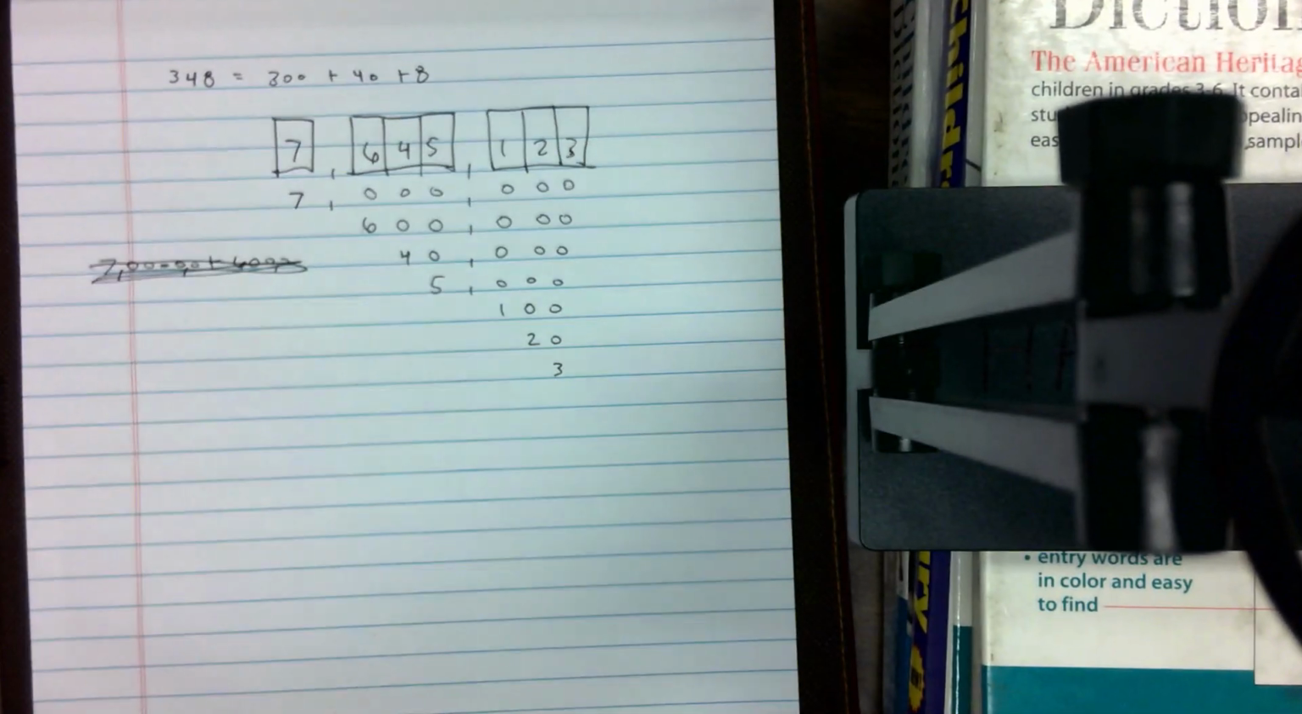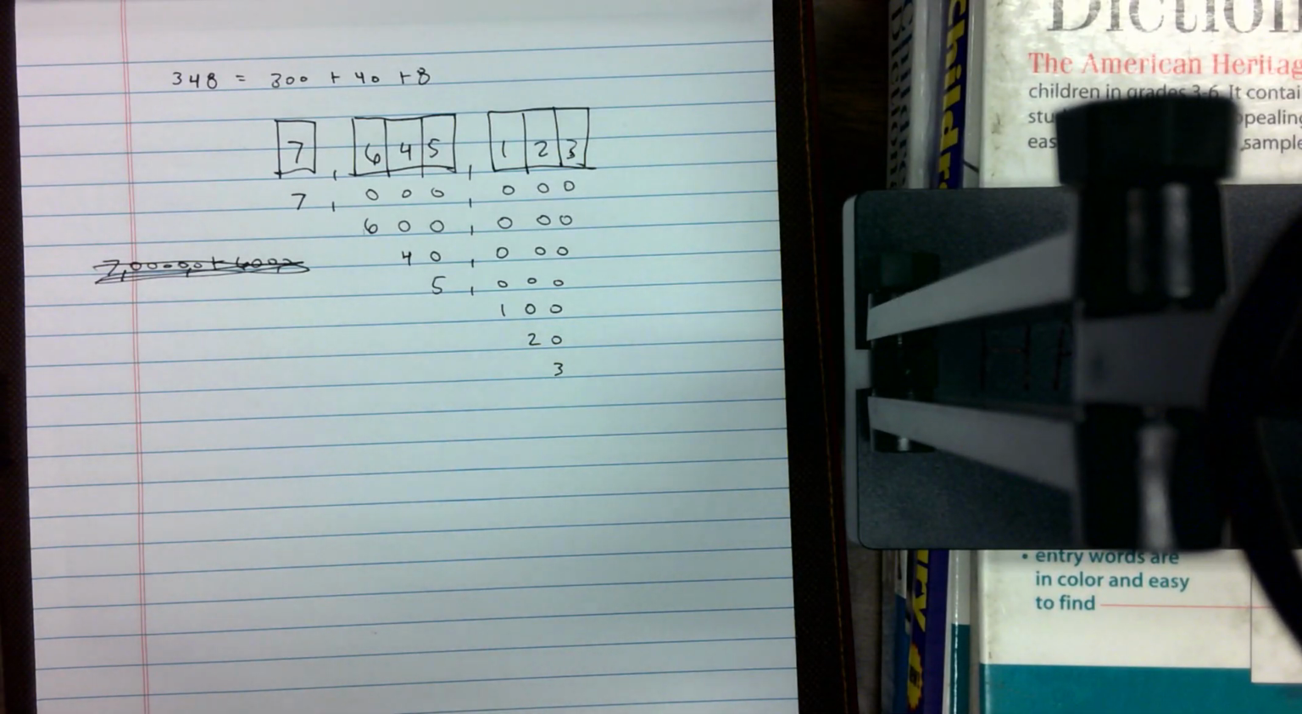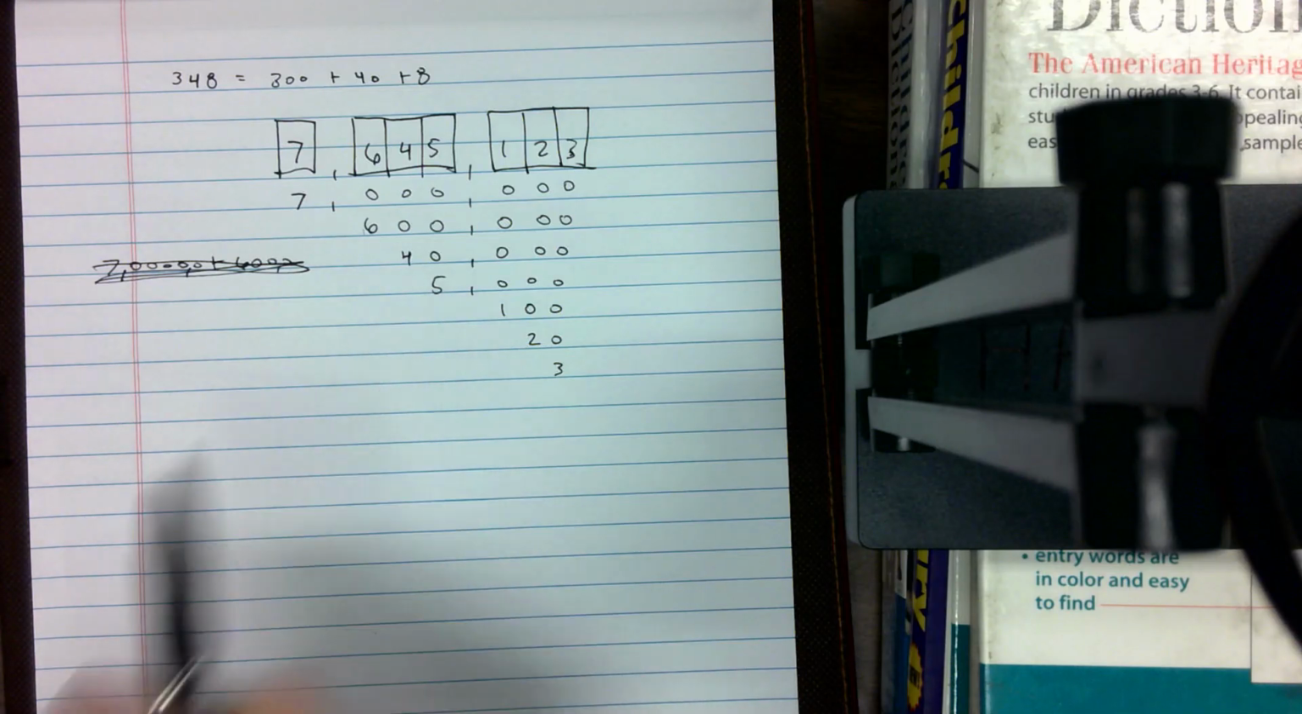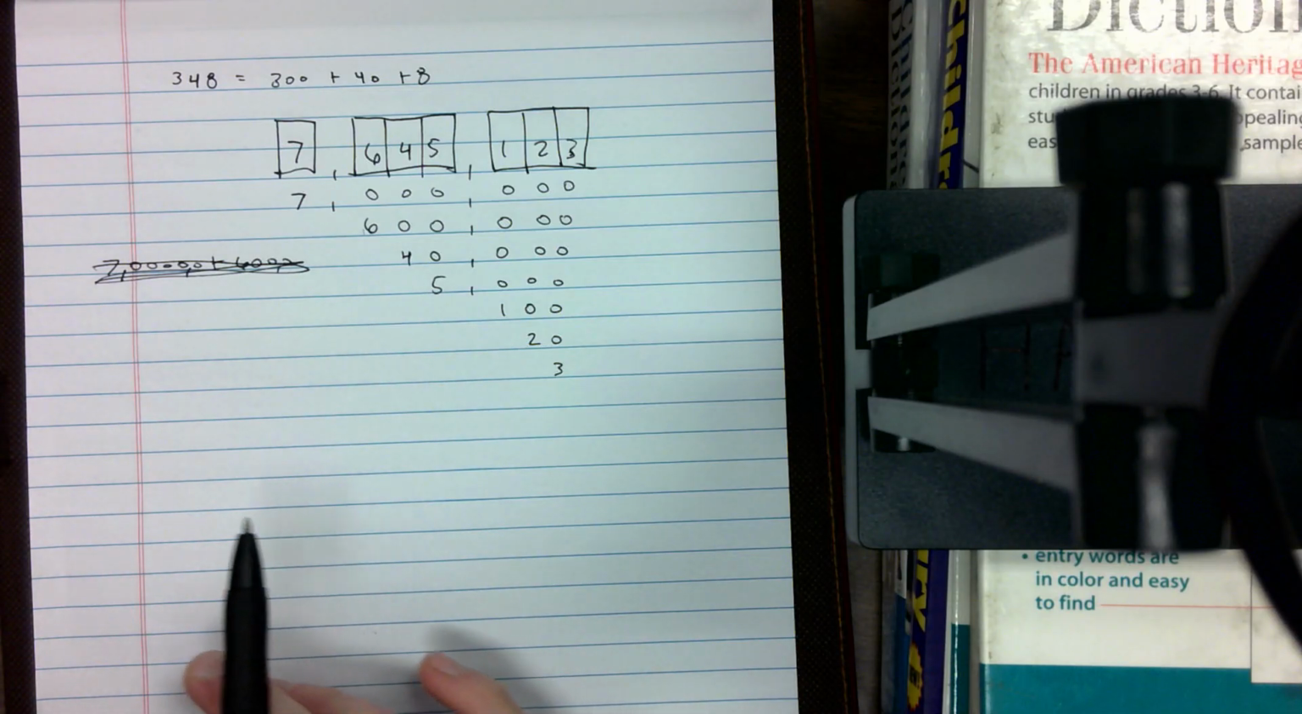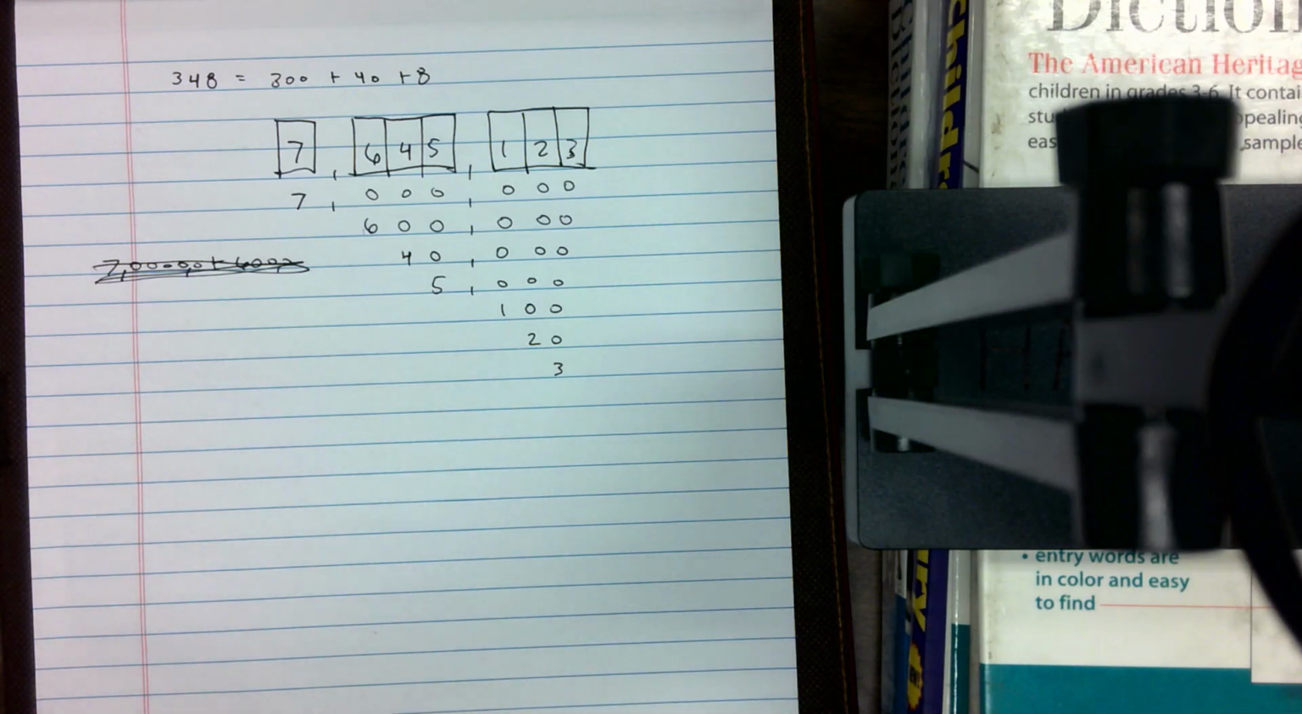So we just did some practice with that. We did some 3-digit numbers, some 4-digit numbers, 6-digit numbers. If you would like to practice with your child, this is a great way to help them with expanded form. After expanded form, we moved on to word form.